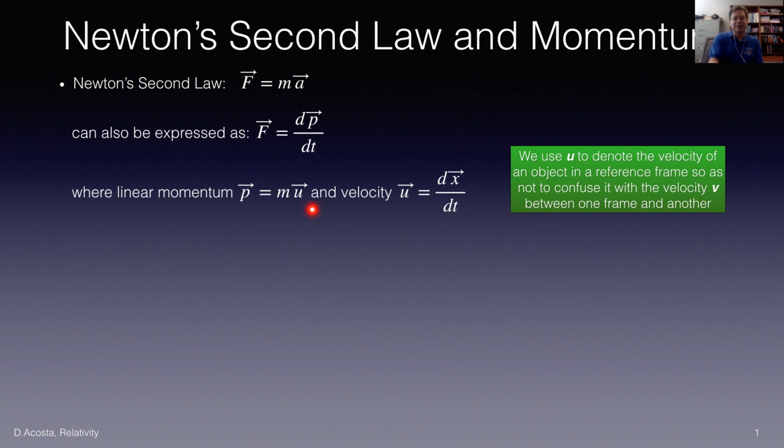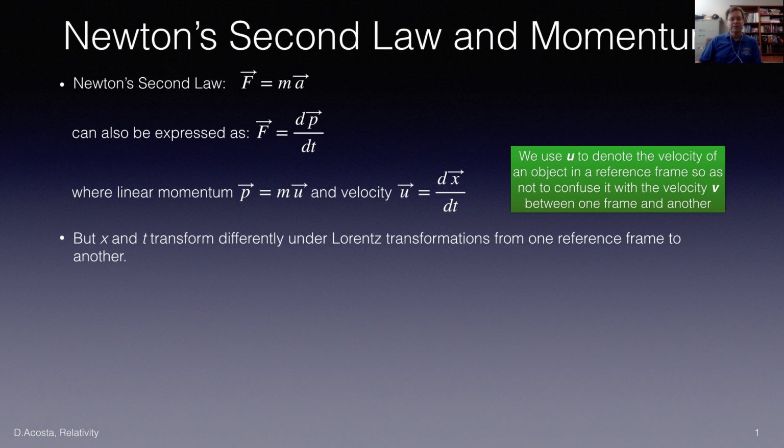Momentum is mass times velocity in introductory physics. And Newton's second law is that the force is the rate of change of the momentum, or mass times acceleration. But let's see what the problem is here for special relativity. If we transform from one reference frame to another, we have to apply a Lorentz transformation on the coordinates. But x and t transform differently from one reference frame to the next. In fact, they get mixed up, right?